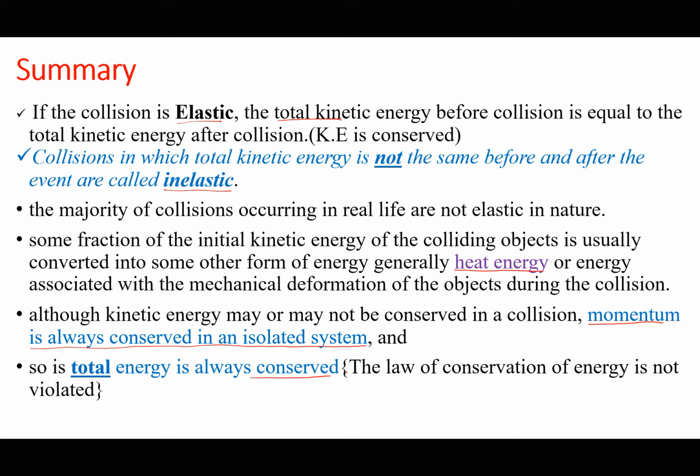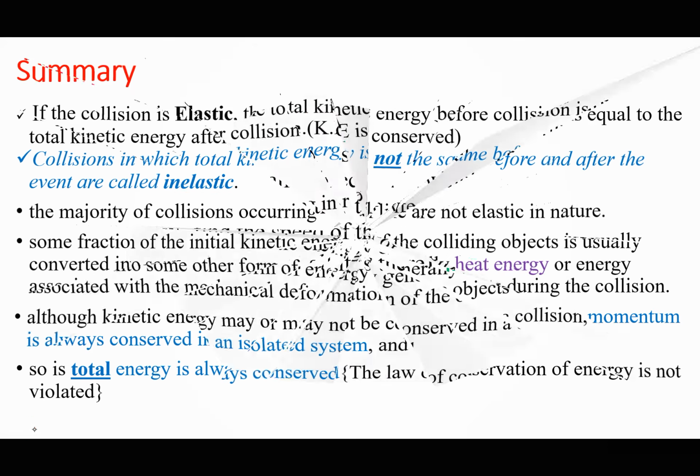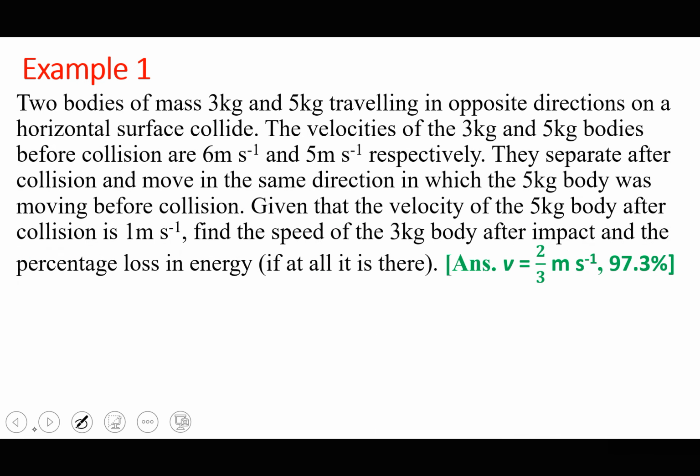Okay. So I want us to do a few examples using the concepts that we have just been exploring about elastic and inelastic collisions. Example number one: two bodies of mass 3 kilograms and 5 kilograms traveling in opposite directions on a horizontal surface collide. The velocities of the 3 kilogram and 5 kilogram bodies before collision are 6 meters per second and 5 meters per second, respectively.